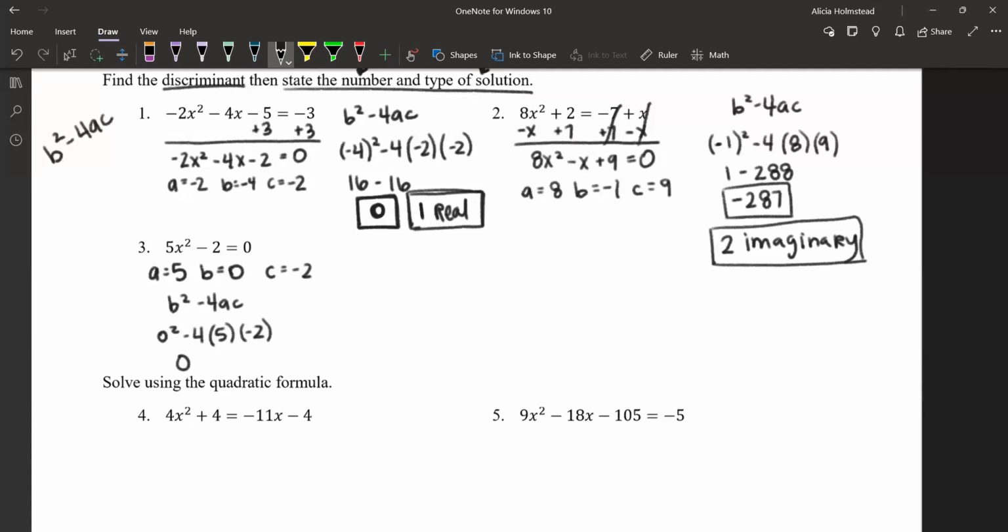0 squared is 0. Then -4 times 5 is -20. Times -2 is a positive 40. So we get 40 as our discriminant. Then we need to state the number and type of solutions. Because it's positive, there will be 2 solutions, and they will be real.